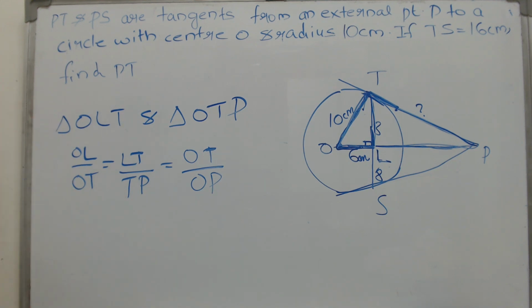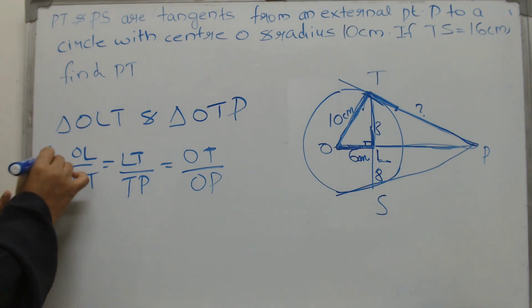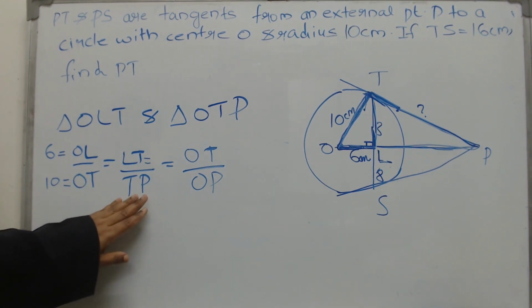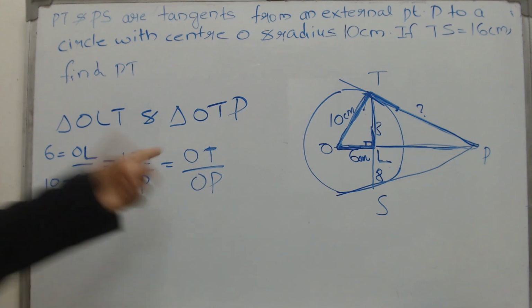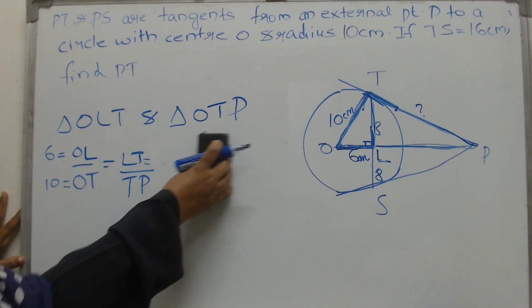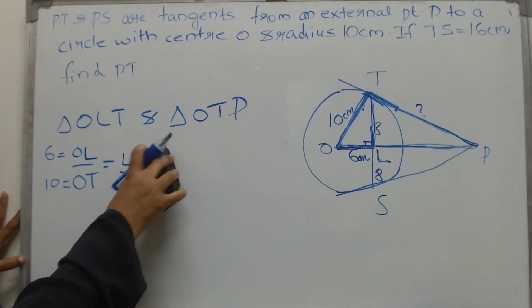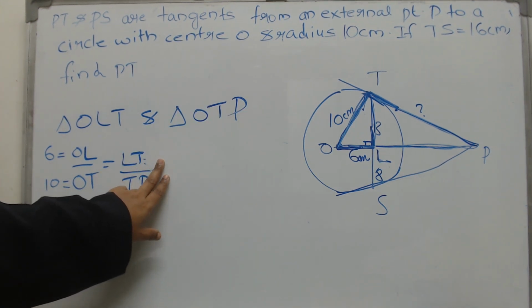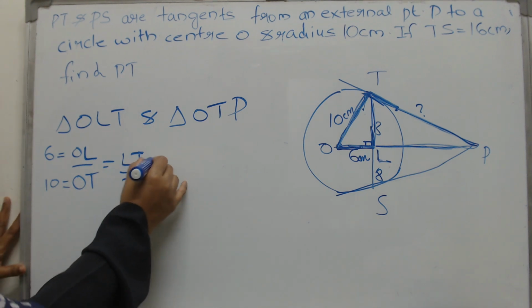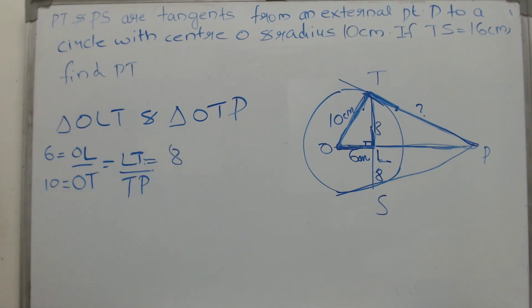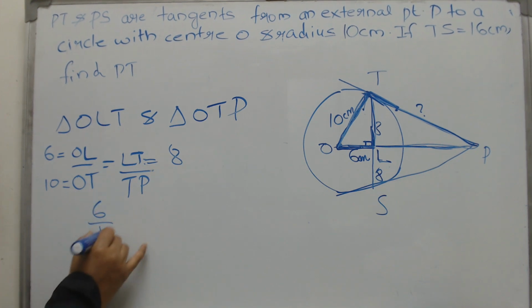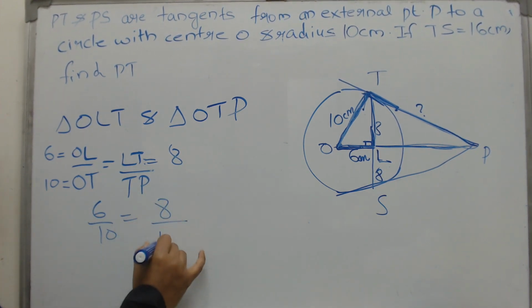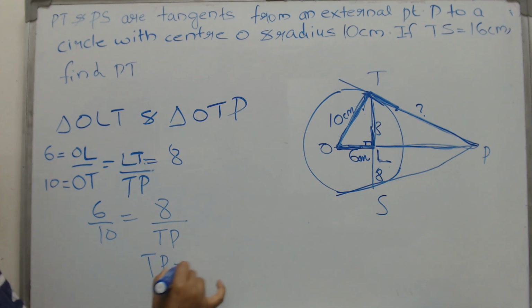Now, what all information do we know? We know OT, which is 10. We know OL, which is 6. We need to find what PT is, right? So we do not need this third set of ratios. Such a ratio does hold equality, but we don't need it. Here, TP, and do we know what LT is? We know what it is. It is 8. Then, just cross multiply, and there you will get your answer, which is 80 by 6.